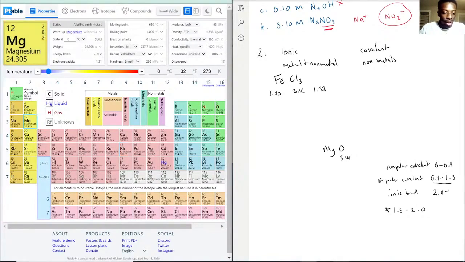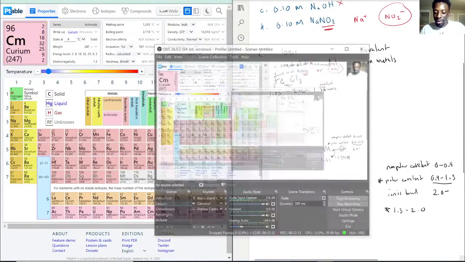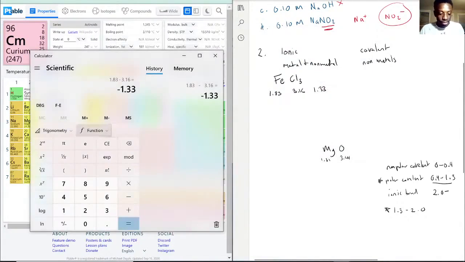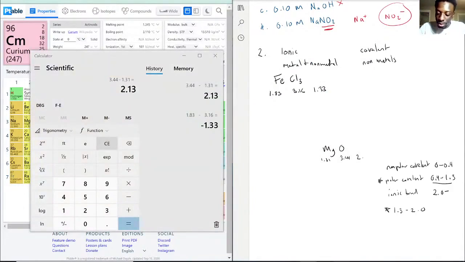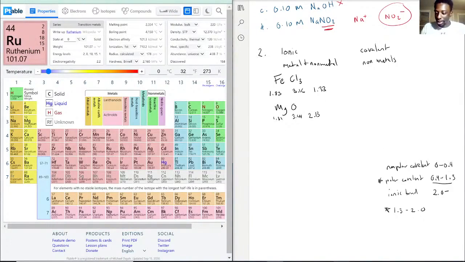Magnesium has 1.31, and oxygen 3.44. This is a lot more clear cut because this one gives us 2.13. Definitely an ionic bond. Okay, fills all the criteria. It's a metal and a non-metal, and it has a great electronegativity difference.